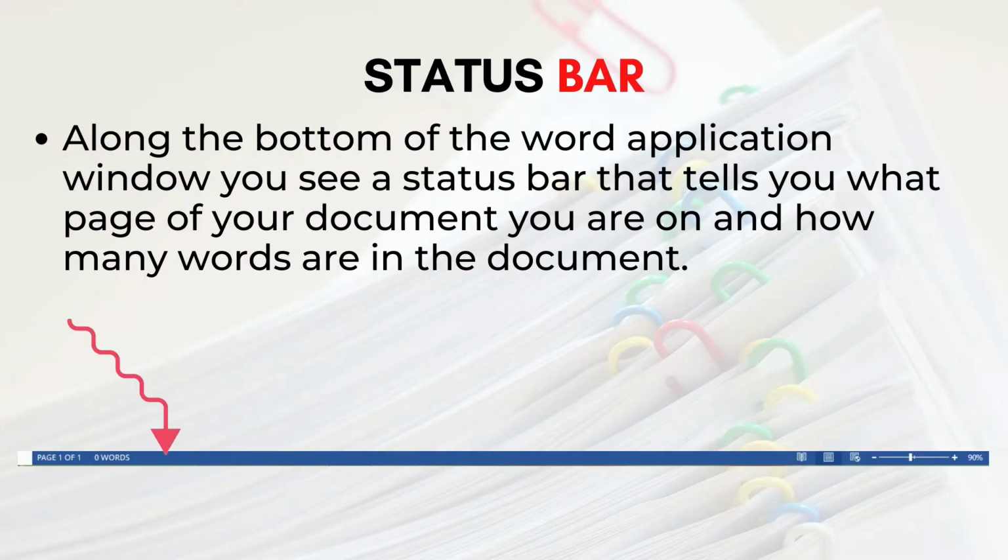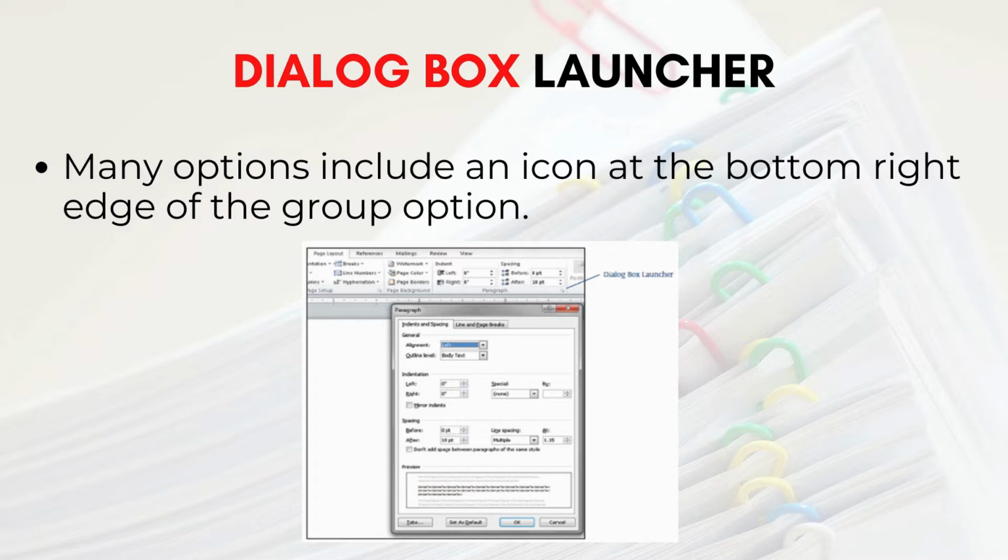Status bar. Along the bottom of the Word application window, you see a status bar that tells you what page of your document you are on, and how many words are in the document. Dialog box launcher. Many options include an icon at the bottom right edge of the group option.